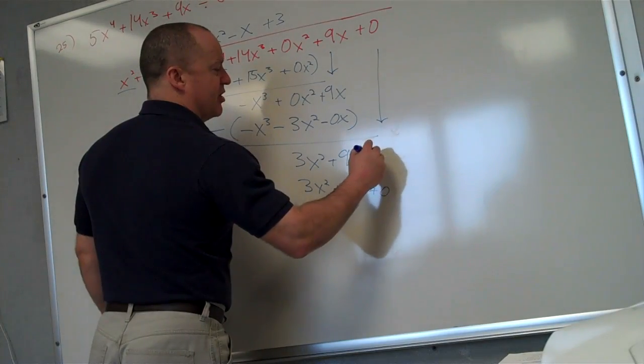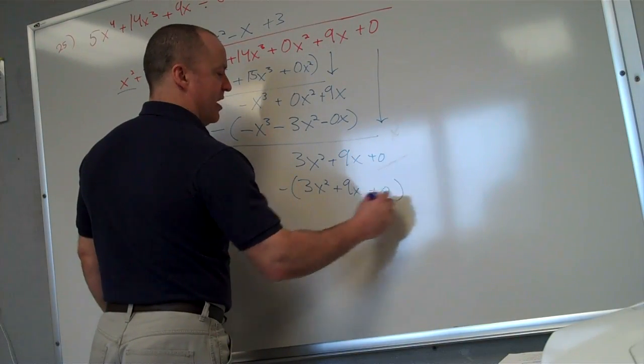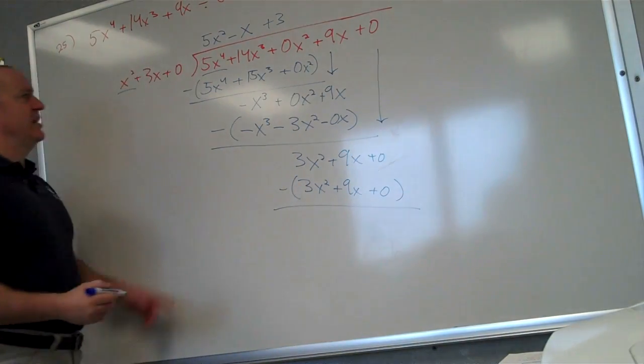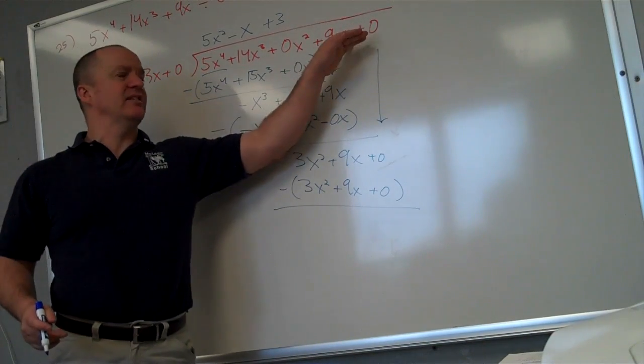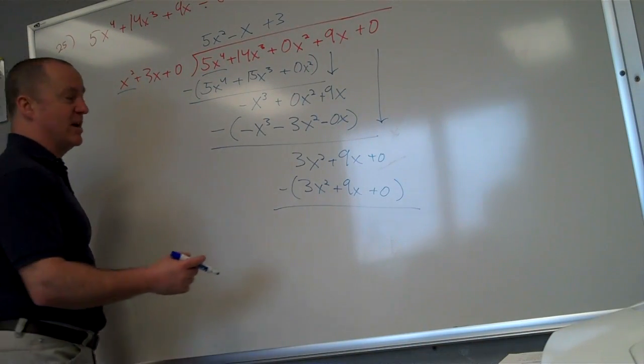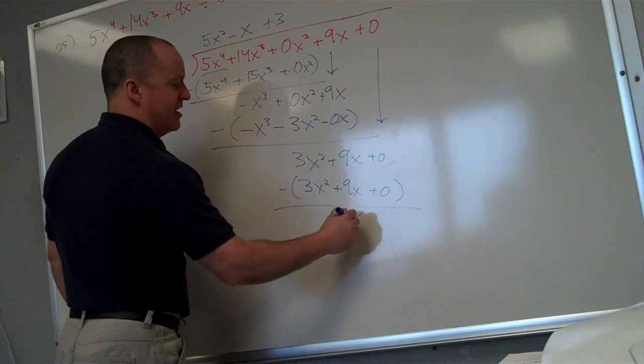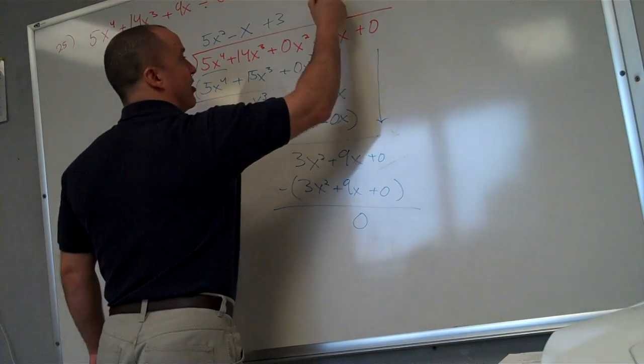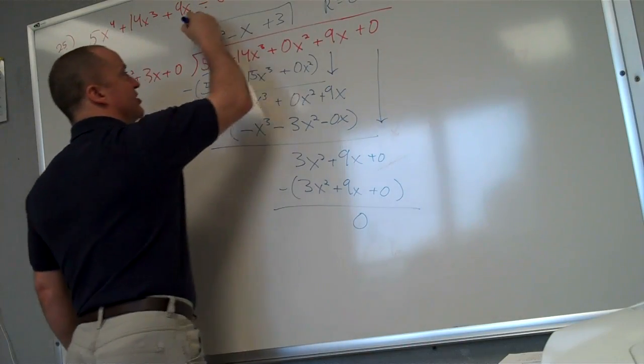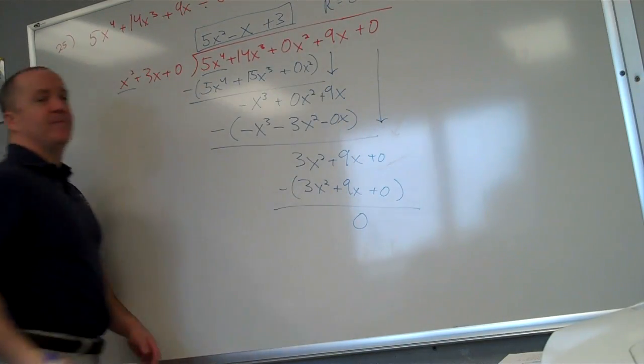Did I really need these zeros at the end? No. But if one of them had ended in a number and the other had not, then the 0 would have been more helpful, to me anyway, as a placeholder. 3x squared minus 3x squared, bye-bye. 0, our remainder is 0. So this is just our answer.